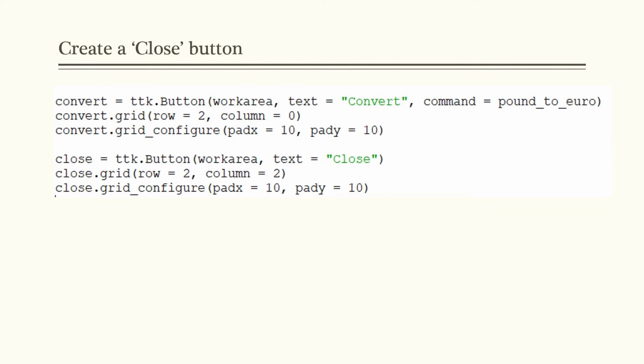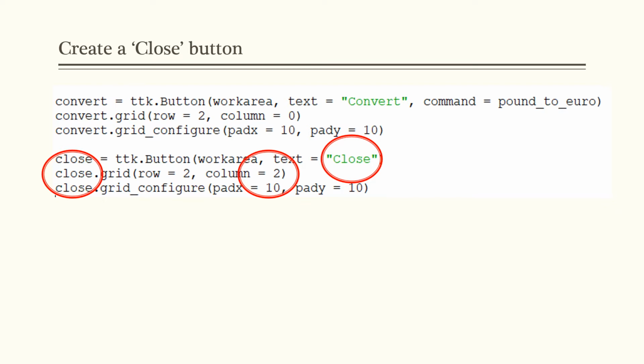So you can see what I've done. I've copied the convert button commands. I just used copy and paste and then made a couple of small changes. I changed the name of the button, obviously. I just chose close. You can choose anything you like. I changed the text that's displayed on the button, and I obviously put it into a different position.